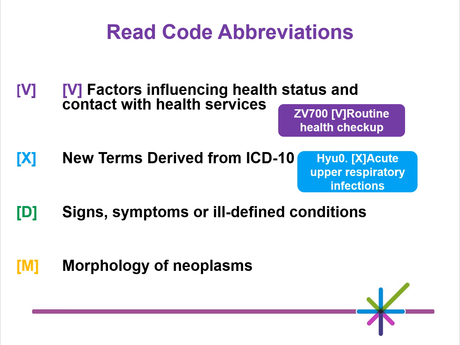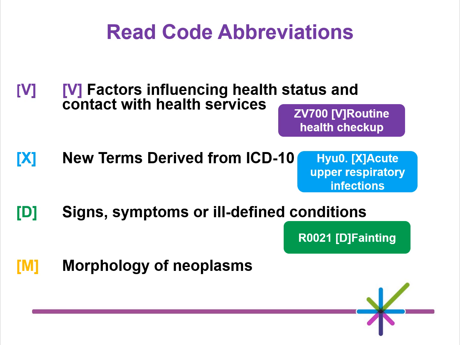D in square brackets refers to symptom codes that originate from ICD-10 codes and still carry a cross-reference. They enable a vague diagnosis to be recorded or a symptom or sign to be used as a working diagnosis. These should only be used when a precise diagnosis is unavailable. For example, R0021 [D] fainting.